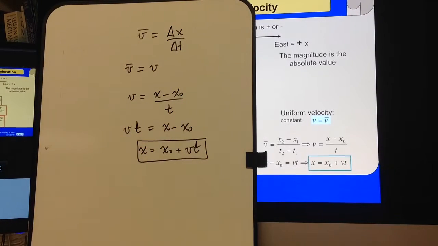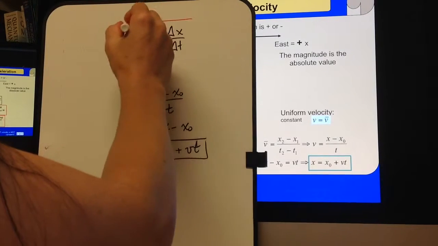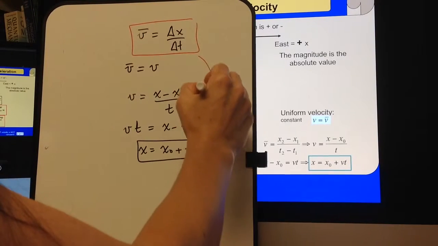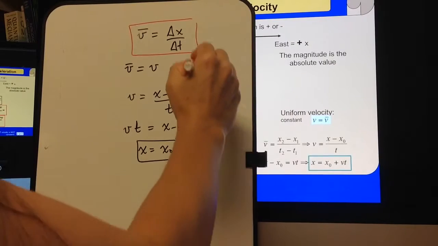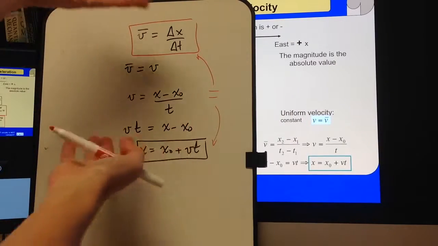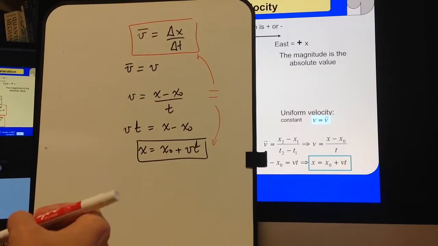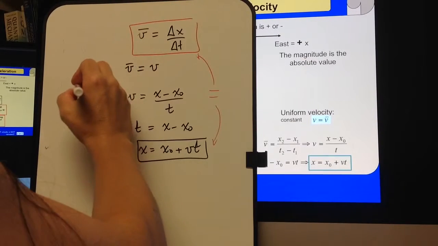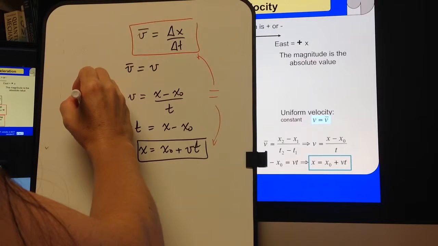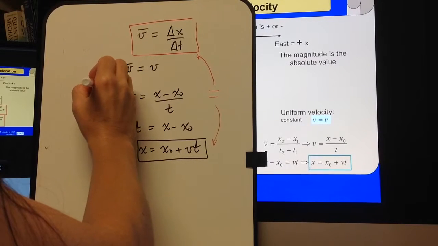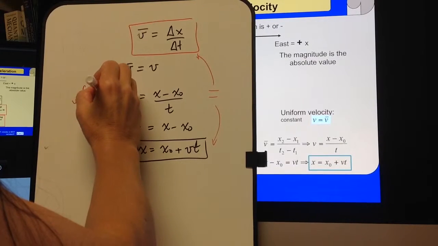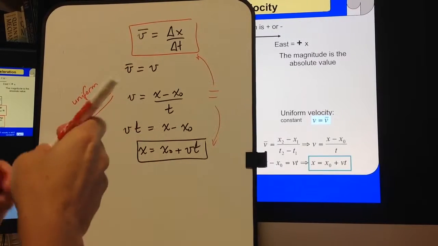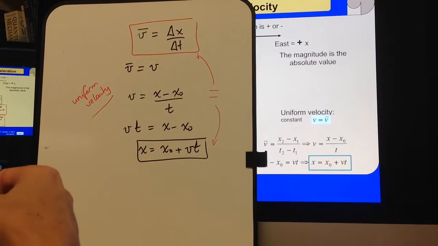So these two are exactly the same equation. They are equal, but they're just a rearrangement. There are two different ways to write the same thing. And this is when the velocity does not change, when we have uniform velocity. Alright? Okay, so let's see what is next.